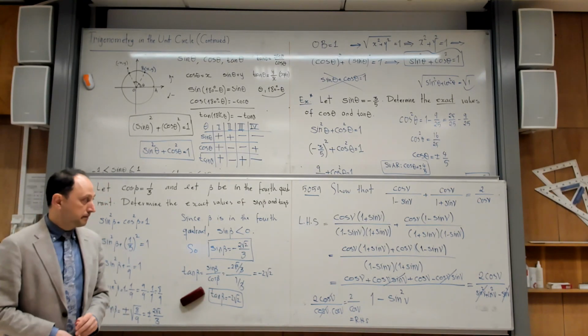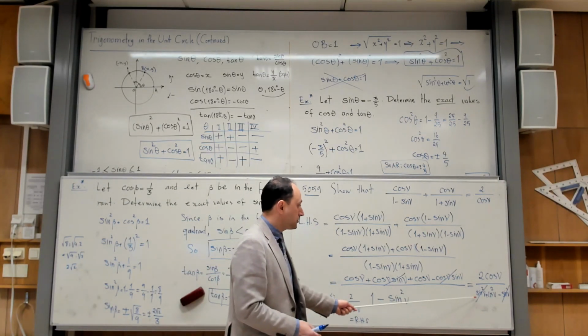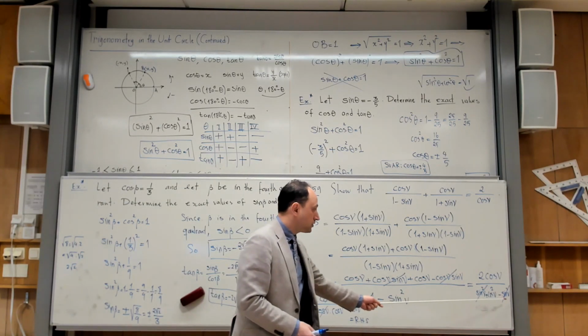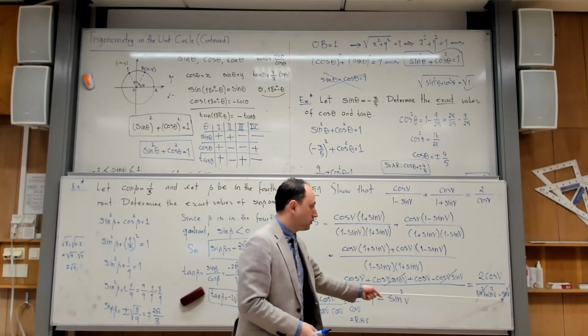Why did you factor out that sine squared? I didn't factor out. This is positive sine squared. This is sine squared with the negative sign. So when I am adding numbers, one positive, one negative, they cancel out.